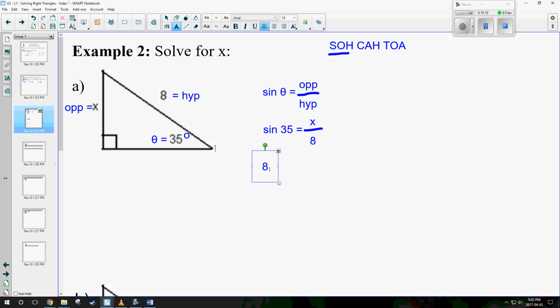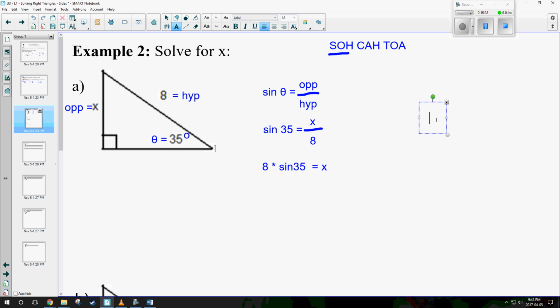So we get 8 multiplied by sine 35. And because we multiplied it on this side, the 8 disappears, so we're just left with x. So now we have that x is equal to 8 multiplied by sine 35. All we have to do is evaluate that in our calculator. Now remember, there are sine, cos, and tan buttons on your calculator. You just have to find them.